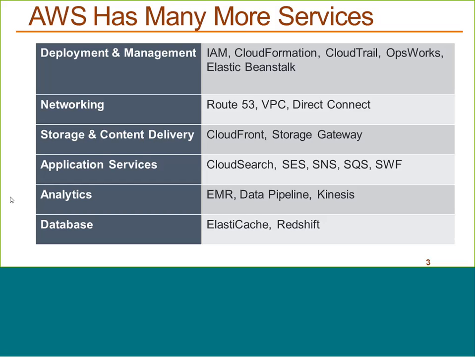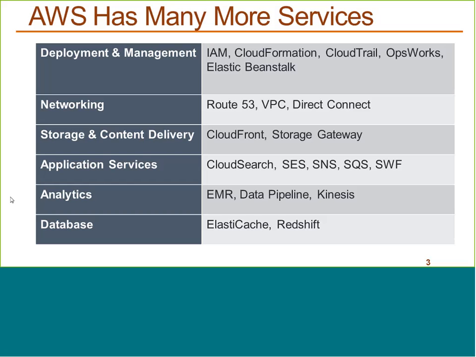Then in networking, Route 53 is the DNS service from Amazon. So you can use the Amazon DNS service, which is supposed to be more scalable and more integrated with the Amazon services. VPC, Virtual Private Cloud, is a very important service, and we'll talk about that in more detail. Direct Connect is a networking service which allows a high speed connection to AWS. It's used by companies to access their servers in AWS faster from their corporate locations.